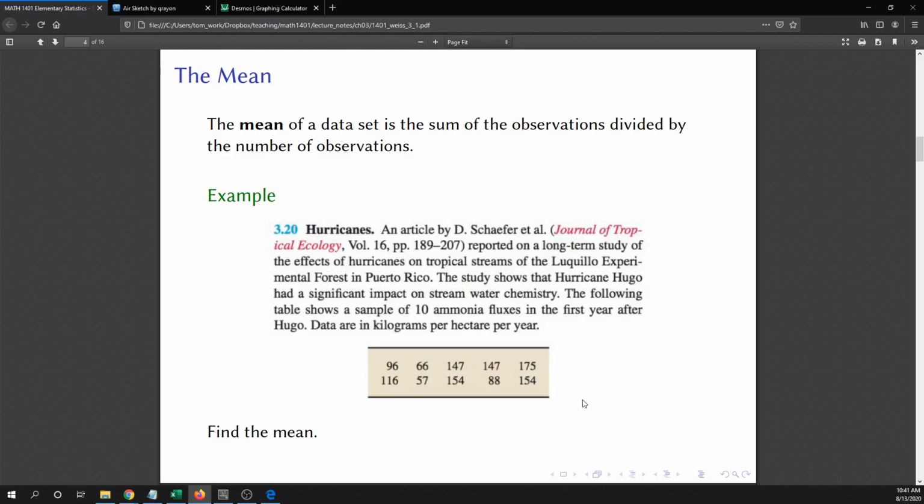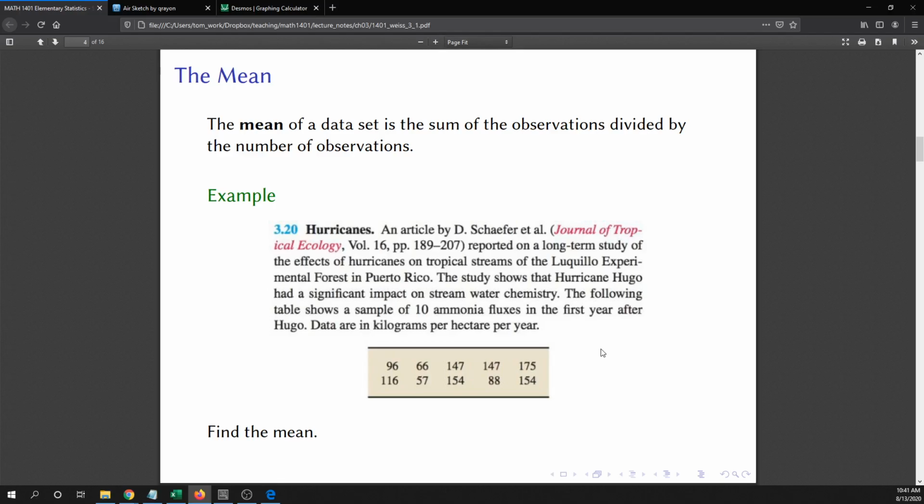All right, so this is example problem 320 from our book. It says, an article by D. Schaefer et al., Journal of Tropical Ecology, reported on a long-term study of the effects of hurricanes on tropical streams of the Luquillo experimental forest in Puerto Rico. The study shows that Hurricane Hugo had a significant impact on stream water chemistry. The following table shows a sample of 10 ammonia fluxes in the first year after Hugo. Data are in kilograms per hectare per year.